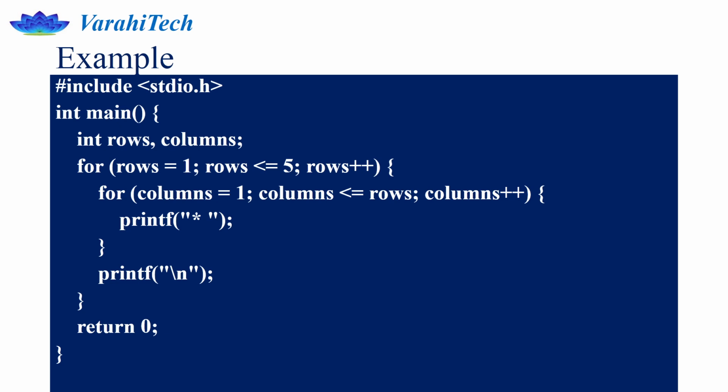In this code, the nested loops are used to print a pattern of rows and columns filled with star symbols. The outer loop controls the number of rows while the inner loop controls the number of columns.